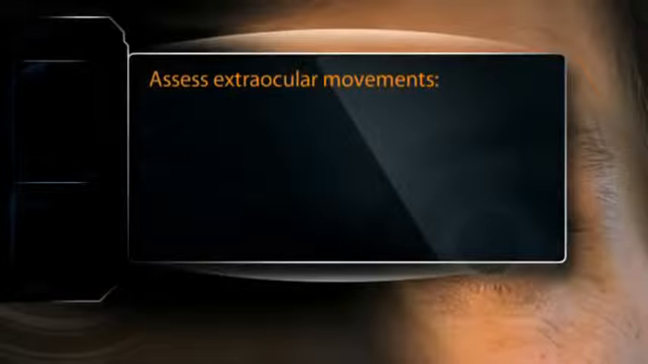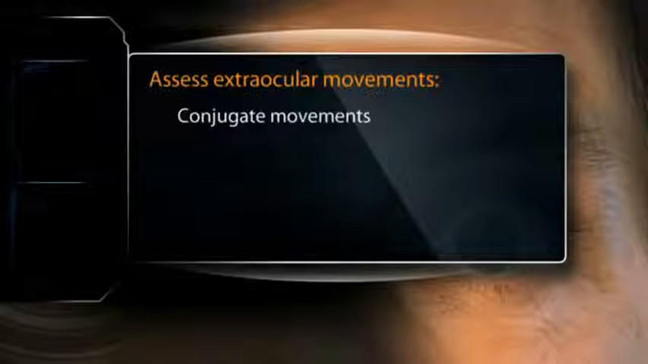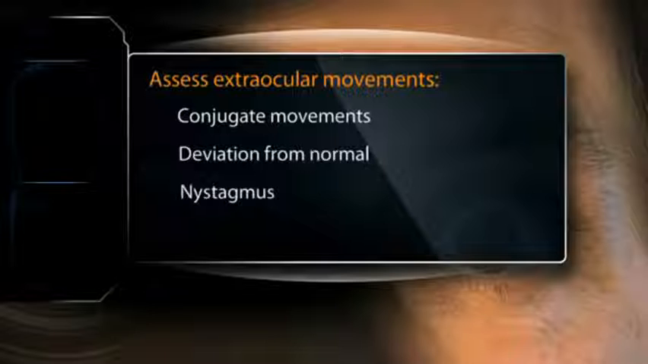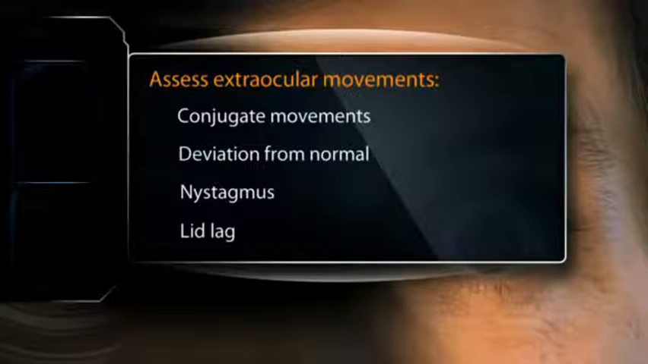They should be visible slightly nasal to the center of the pupils. Next, assess the extraocular movements, looking for the normal conjugate movements of the eyes in each direction or any deviation from normal, nystagmus, a fine rhythmic oscillation of the eyes, and lid lag, as the eyes move up and down.